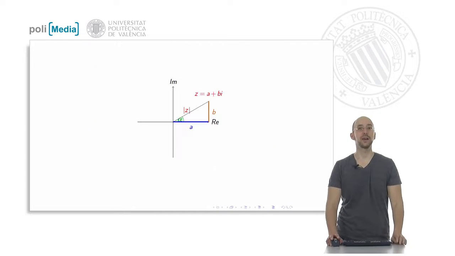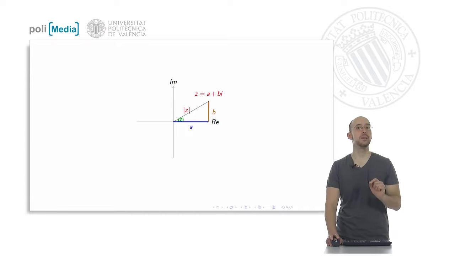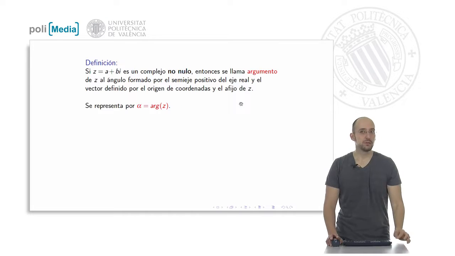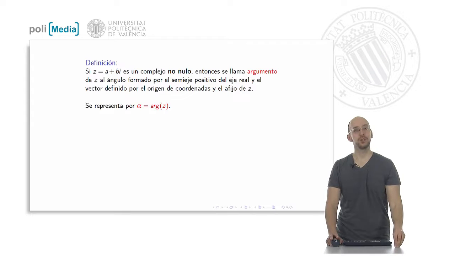Look at the graphical representation. Here we have the real part, the imaginary part, and the graphical representation of the complex number a plus bi. If you notice, above the hypotenuse, you have the absolute value of z. That is the distance that goes from the origin to the affix a plus bi. And alpha, in green, is the angle that the complex number forms with respect to the real axis. Well, the more strict definition would be, it is the angle formed by the positive semi-axis of the real axis and the vector defined by the origin of coordinates and the affix of z. This is exactly what we have seen in the previous representation.